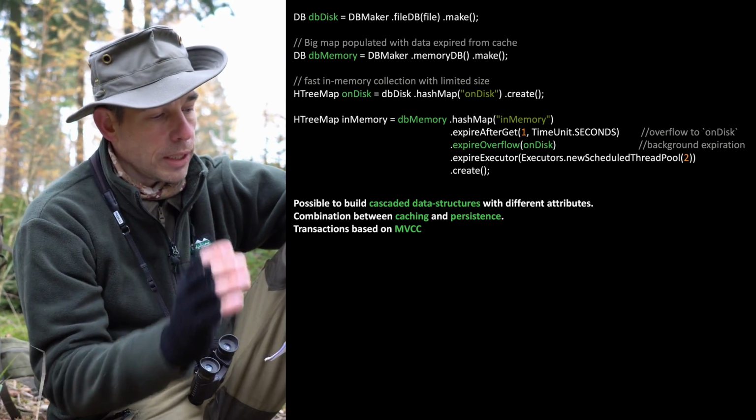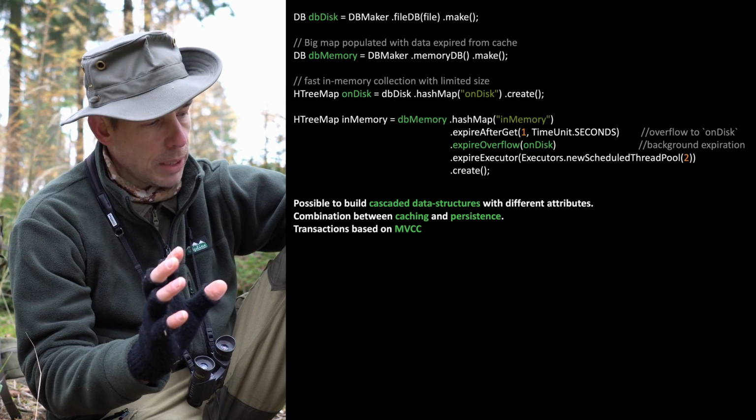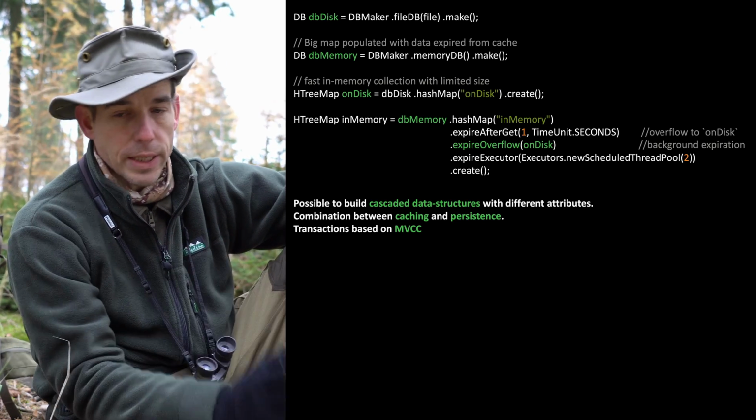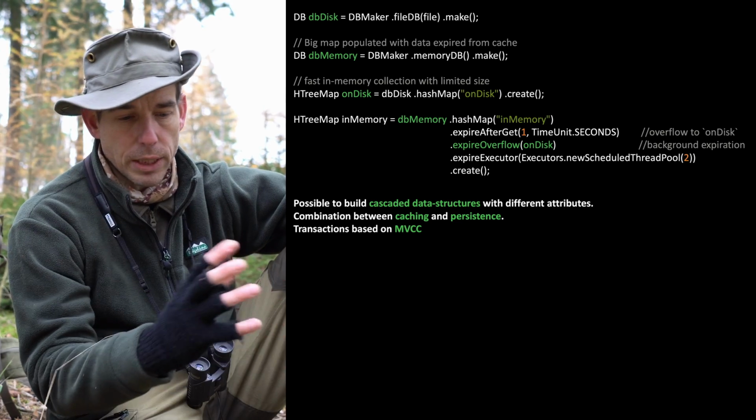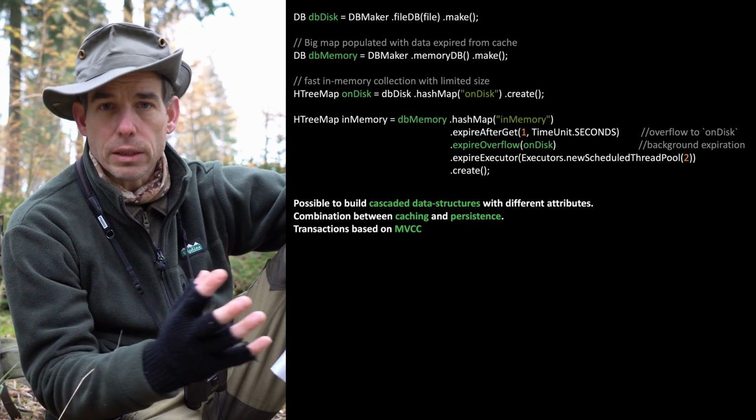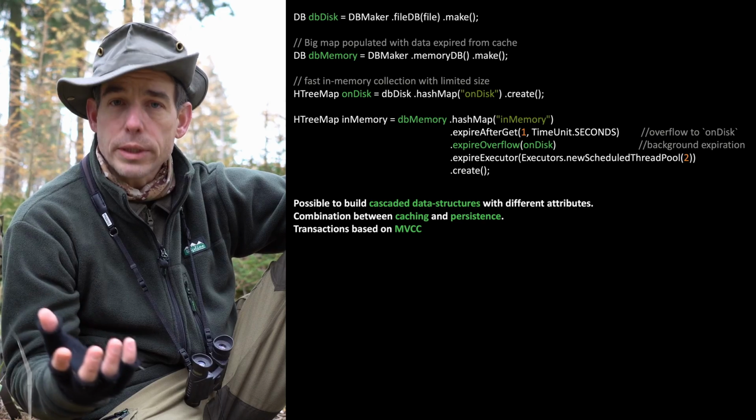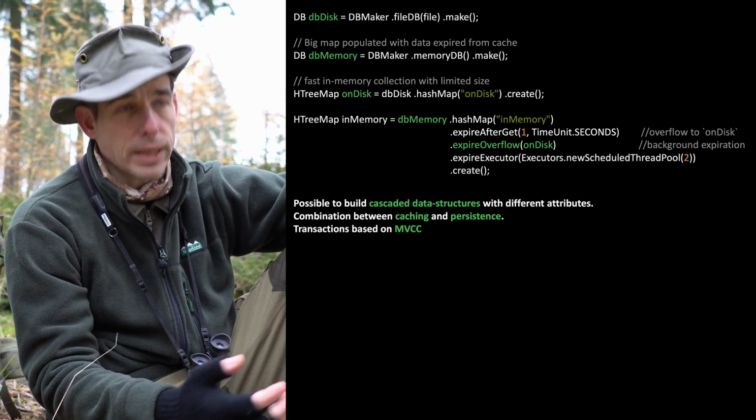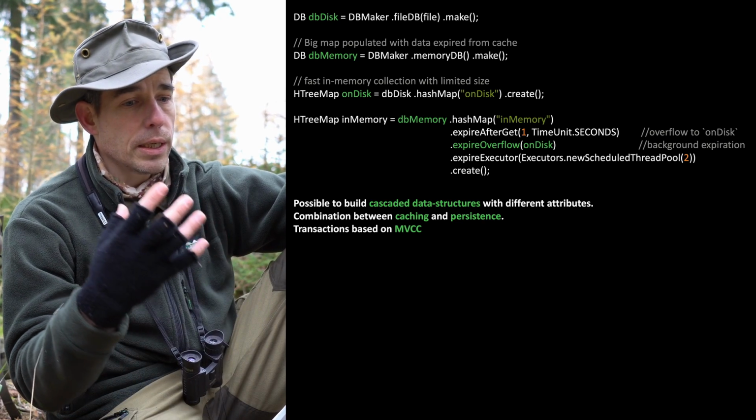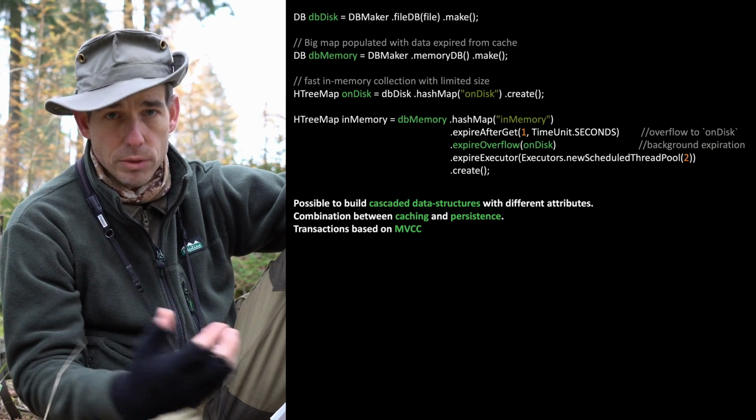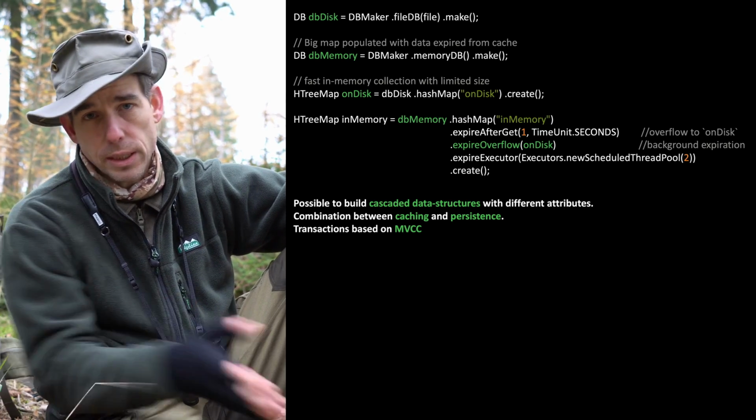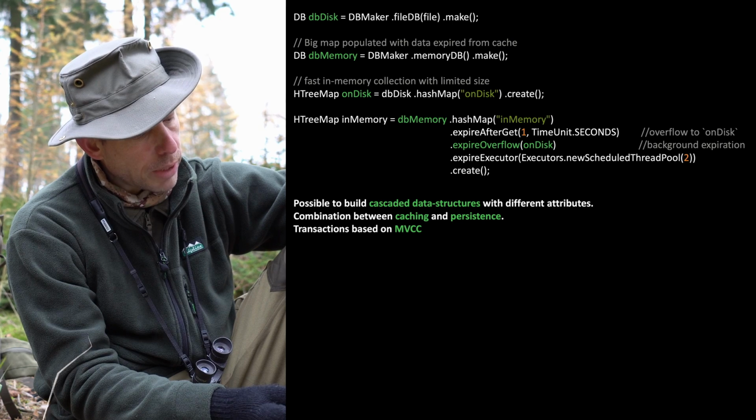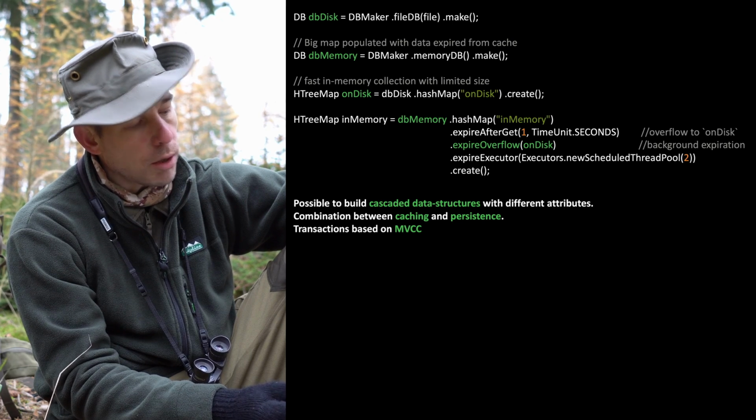So the first thing is you're creating this hash map, and then you have the possibility to configure the eviction algorithm. So how long it will take until the eviction algorithm is active. You can say something like the work of this eviction work will be done by this dedicated executor pool, and so on. And you have the method expire overflow.